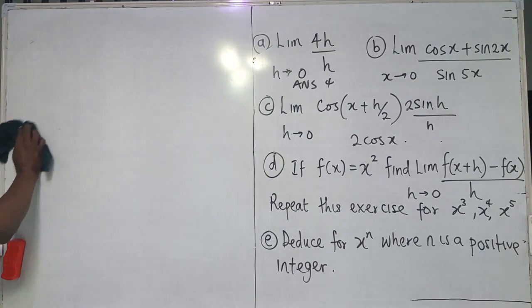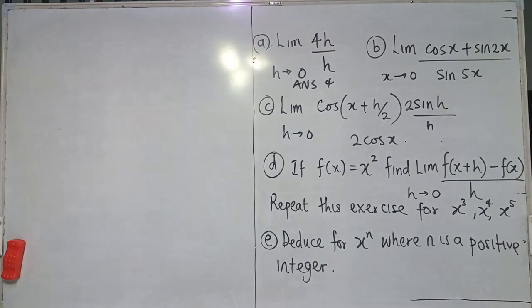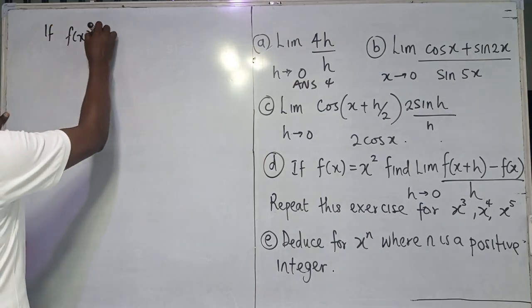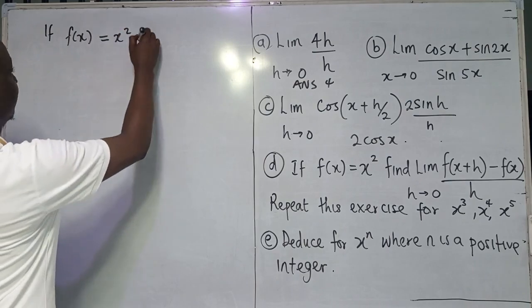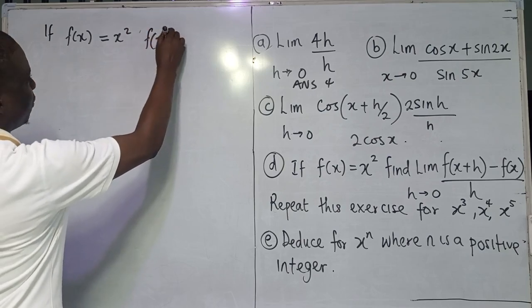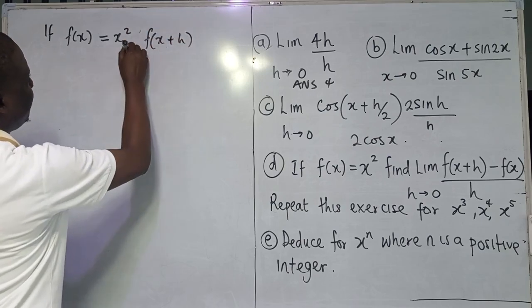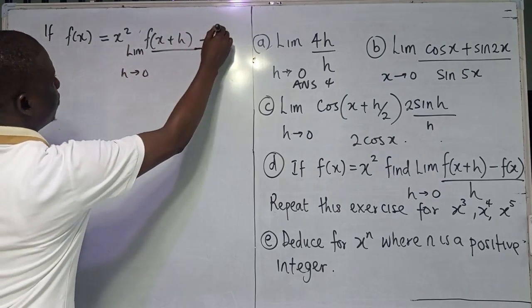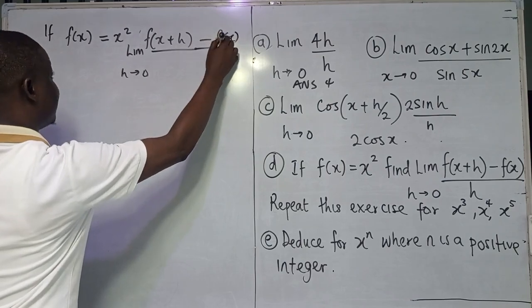Let's move to the next question. The next question says: if f of x is equal to x squared, you should find the limit as h tends to 0 of f of x plus h minus f of x, divided by h.